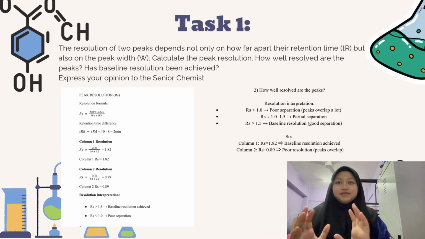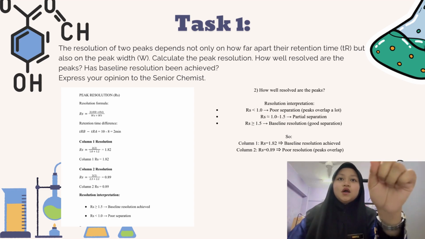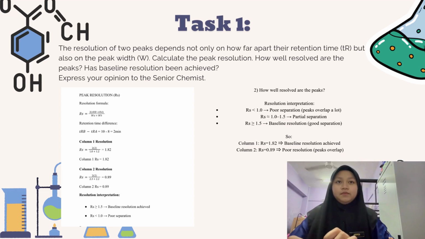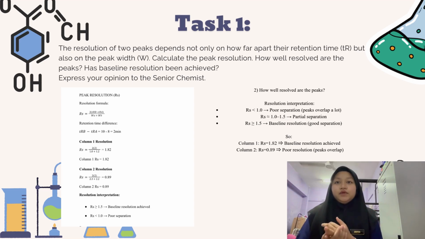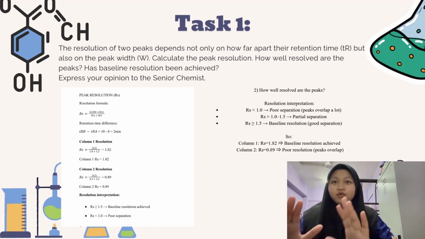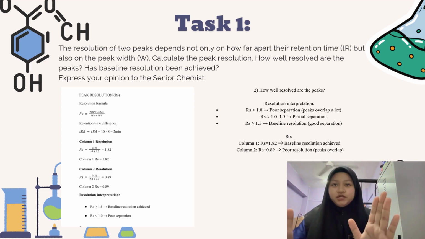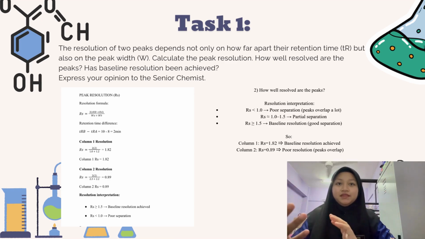In this task, I will compare column 1 and column 2 using chromatography performance parameters such as number of theoretical plates, height equivalent to a theoretical plate, and peak resolution. And finally, I will make a recommendation on which column gives better separation and efficiency.